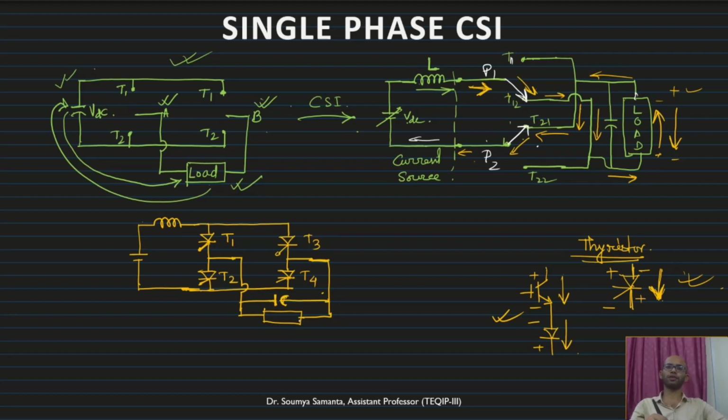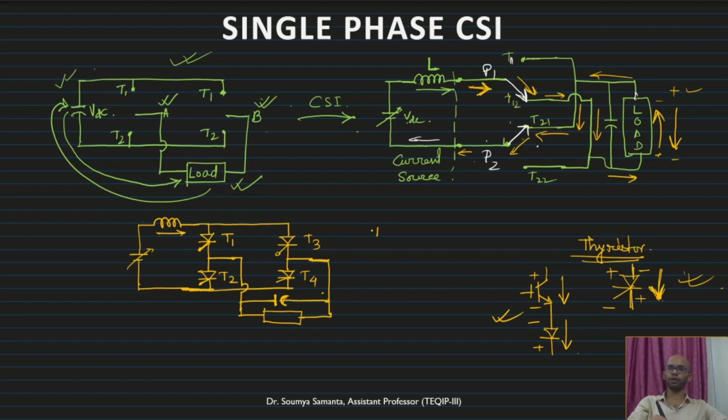So this is a voltage, the DC link voltage. This can be varied also, meaning DC link voltage can vary also. Now this is the direction of the current.